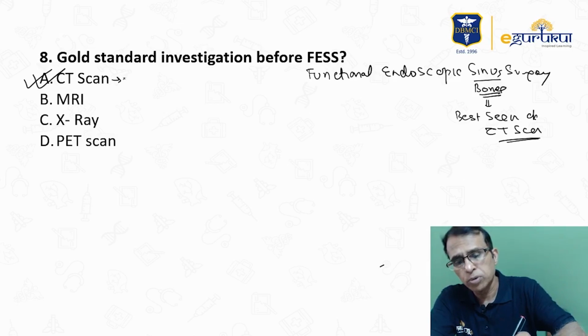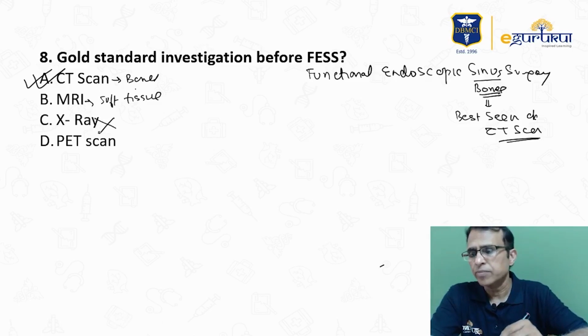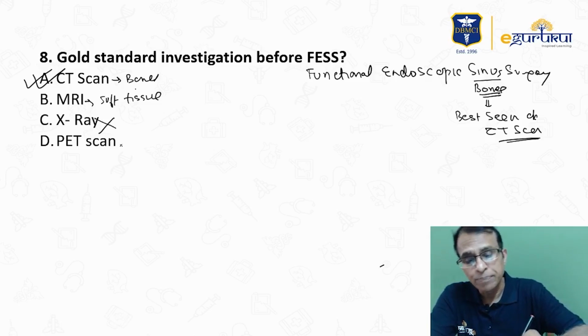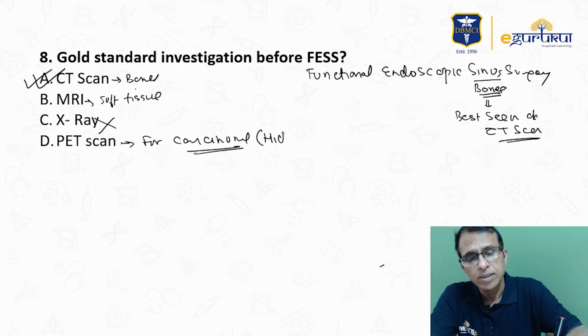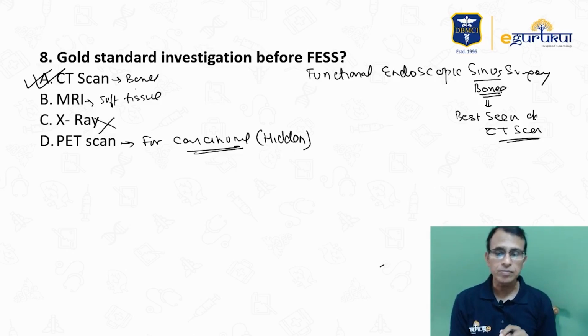MRI is for soft tissue, brain, nerves, you know, all that, cysts and all this. X-ray, compared to CT scan and MRI, is never a good investigation because it will never give you as many details as a CT scan or MRI can. And PET scan is for cancer, carcinomas, or a hidden carcinoma, when you suspect a carcinoma but you can't find it, then you do a PET scan, right? So again, I don't think this was a difficult question.